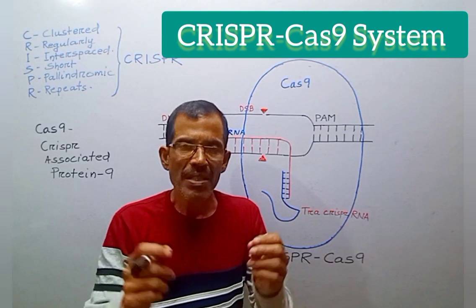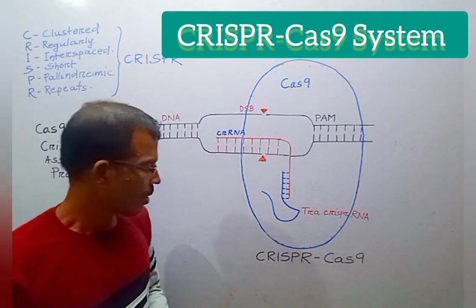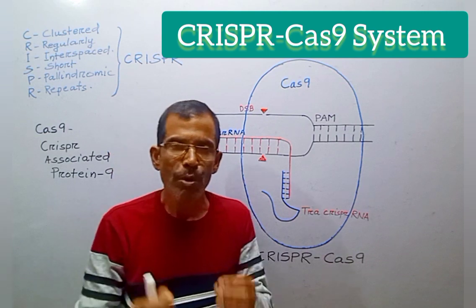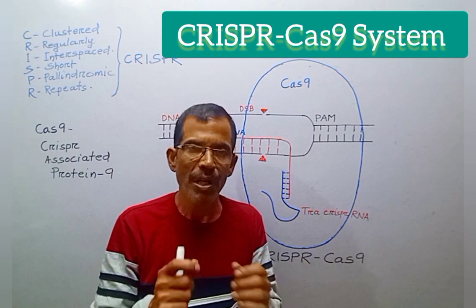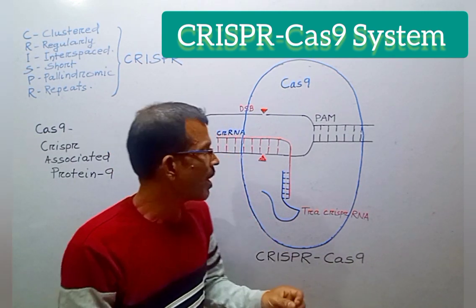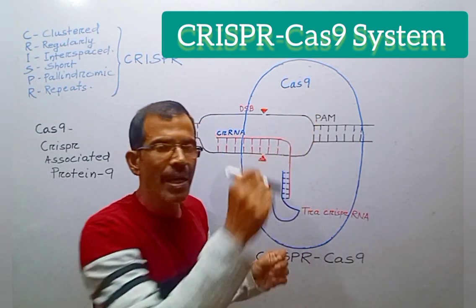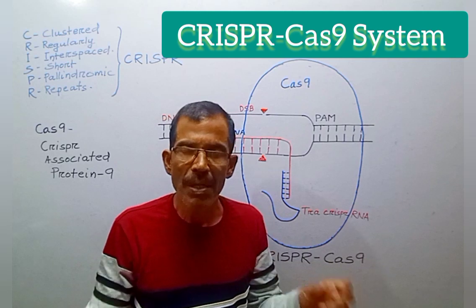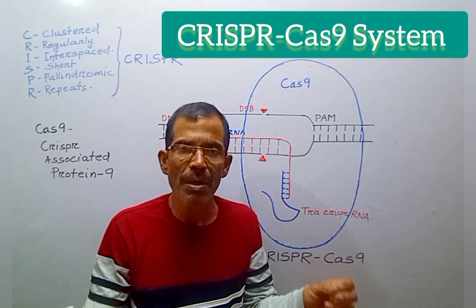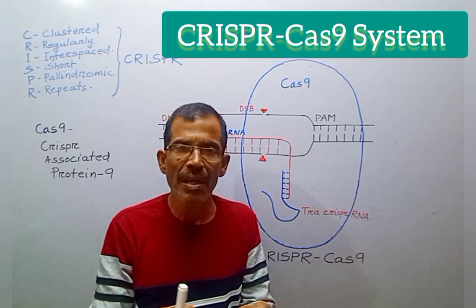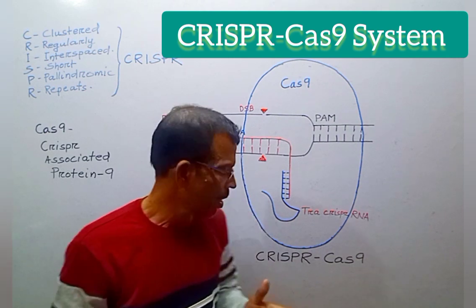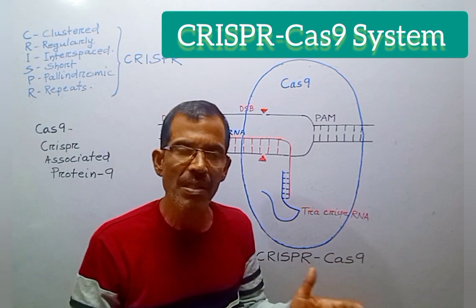The only major limiting factor for CRISPR-Cas9 system is the protospacer adjacent motif, which is recognized by Cas9 and is required for DNA cleavage. It must be located downstream of the guide RNA binding site. So friends, this is all about the CRISPR-Cas system.